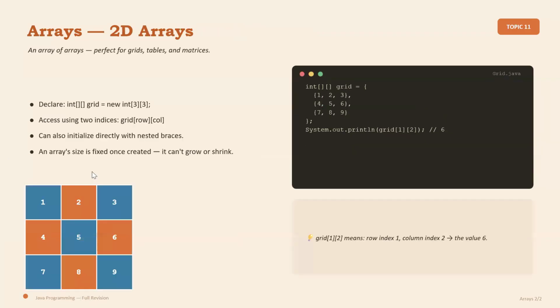And then we have 2D array. So we have looked at one-dimensional array which stores values in a single row. And sometimes we need to store in rows and columns, such as marks in a table and seating arrangements or a spreadsheet. So for this, we use a 2D array. So this is how we declare the 2D array. So a 2D array is simply an array of arrays.